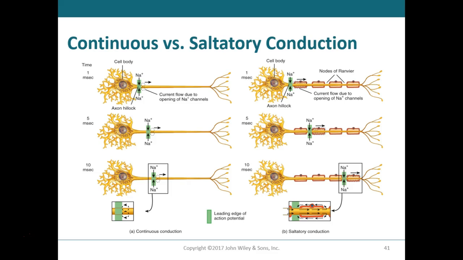Saltatory conduction is the special way of propagation of the action potential that occurs along myelinated axons because of the uneven distribution of the voltage-gated channels. There are few voltage-gated channels present in regions where there's a myelin sheath covering the axon. By contrast, at the nodes of Ranvier, there's not a myelin sheath, so the axolemma has a lot of voltage-gated ion channels. The current is carried by the sodium and potassium that flows when the channels open, mainly at the nodes.